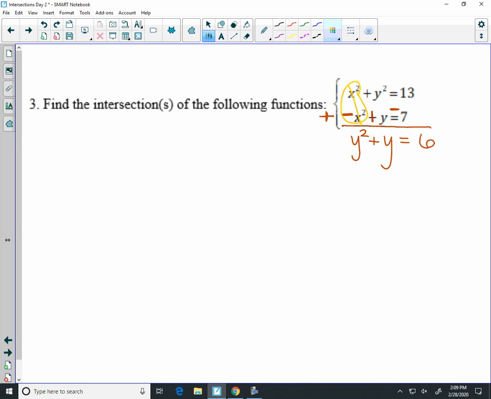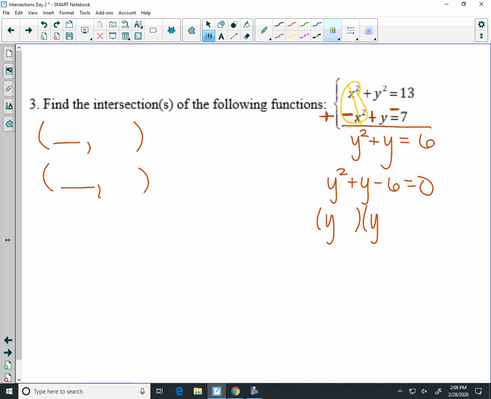And here's the dangerous part. We're solving for y, so make sure I put that here. Okay, so I'm going to move my 6 over. y squared plus y minus 6 equals 0. I'm going to factor. I have +3 and -2. So y equals -3 and y equals +2.